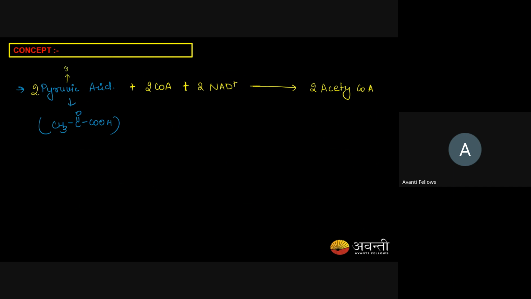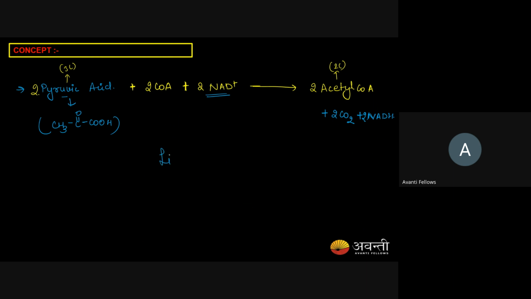Pyruvic acid is a 3 carbon compound and acetyl CoA is a 2 carbon compound. Where did the one carbon go? 2 pyruvic acid made 2 acetyl CoA, so where did the carbon go? 2 carbon lost in the form of CO2, and this NAD positive gets converted into NADH, 2 molecules of NADH.